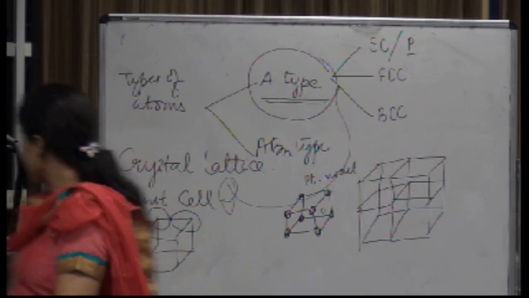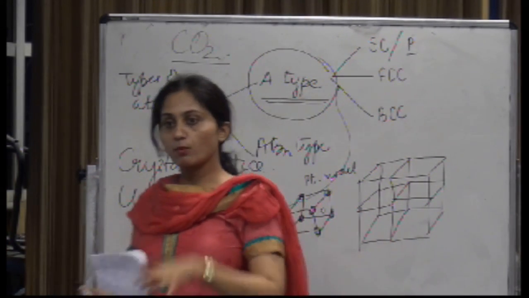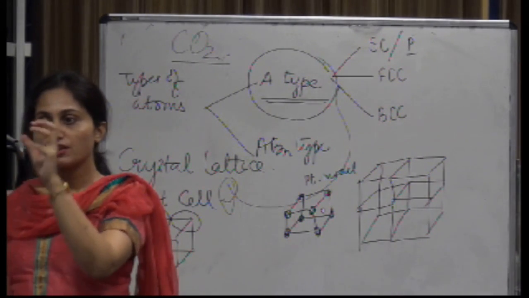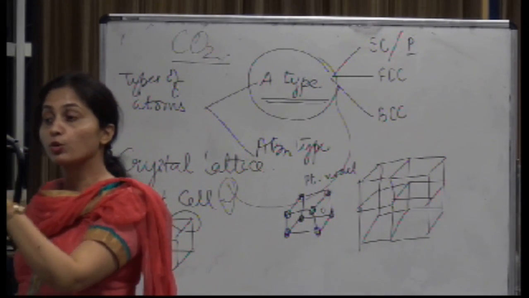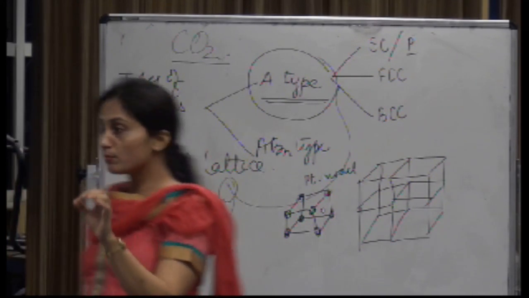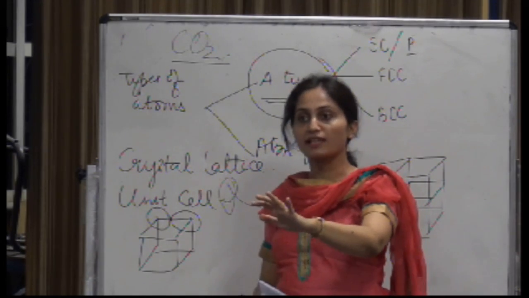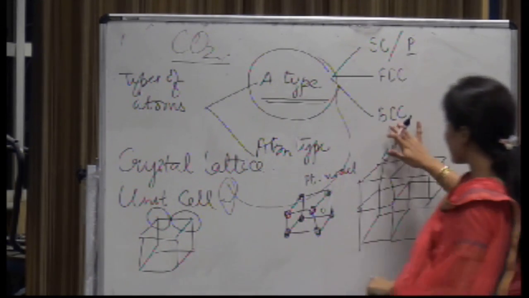If I am talking about a crystal of solid carbon dioxide, that means my one unit cell will be a complete representation of one CO2 unit. Is that clear to everyone? So remember that when I am talking about a unit cell, that is representing one molecule in totality. Fine. Now let me just come back to this.